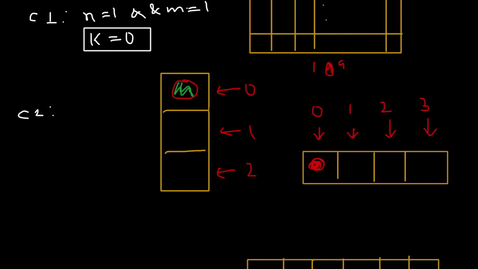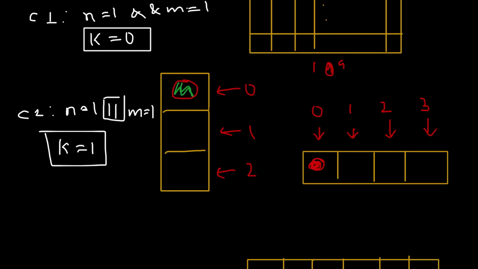Case 2 is n equal to 1 or m equal to 1, right? It will have either one row or one column. In that case, k will be 1. This is the OR operator, right? Please note down, this is the OR operator. So this will be the second case.